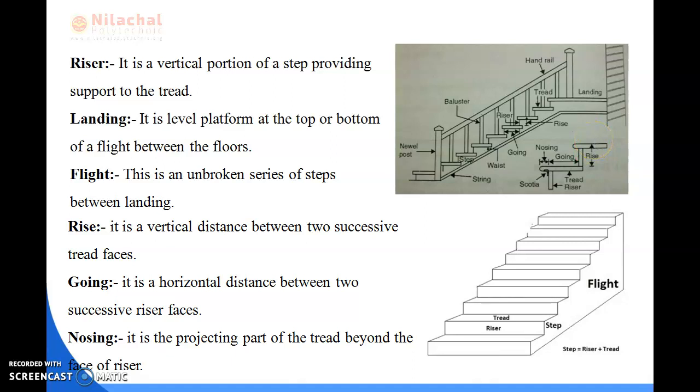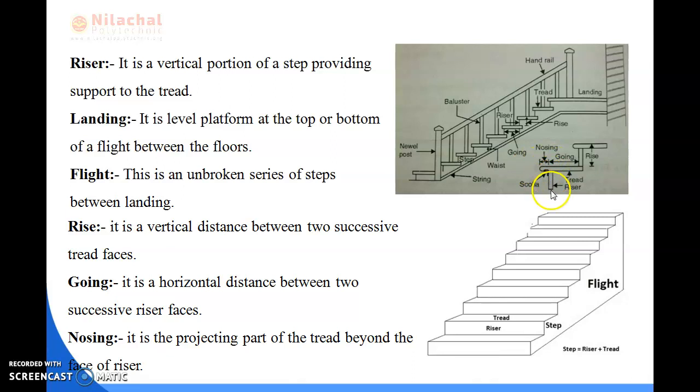Next is going. It is a horizontal distance between two successive riser faces. Next is nosing. It is a projecting part of the tread beyond the face of the riser. You can see here, this is the going part. This is the horizontal distance between two successive riser faces. And this one is nosing. It is a projecting part of the tread which is beyond the face of the riser.